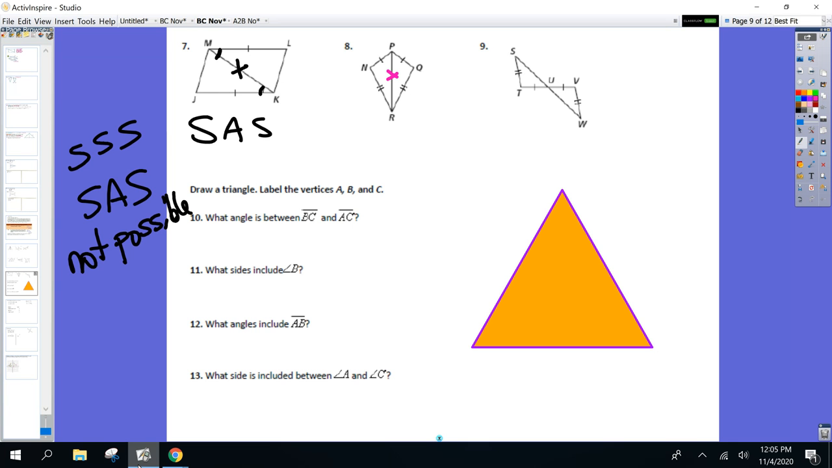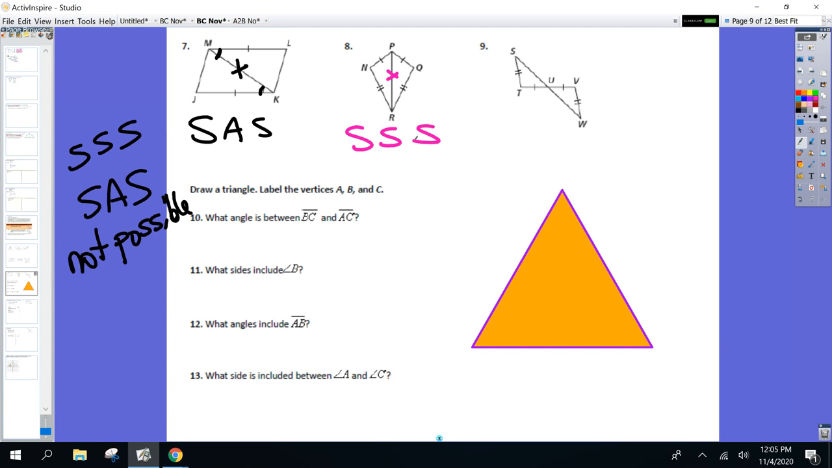What was the question again? Did I interrupt something? I have number 8. I've marked a reflexive side. I am looking for side, side, side, side angle side, or not possible to prove those triangles congruent. That's side, side, side, the most basic one we have.